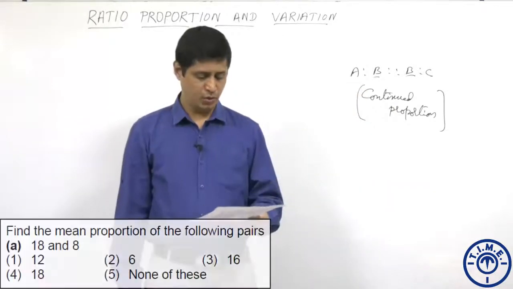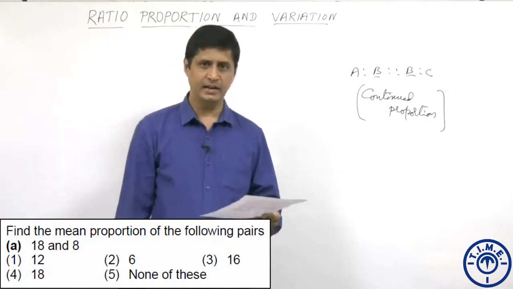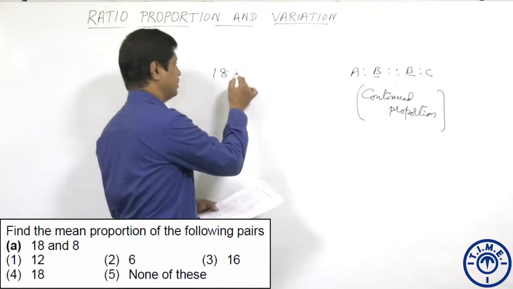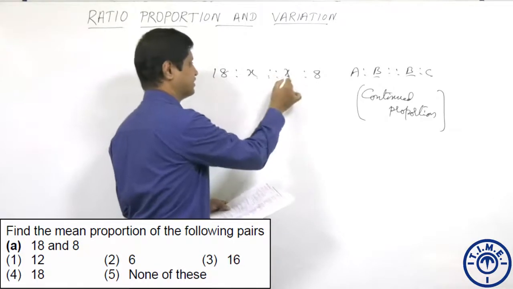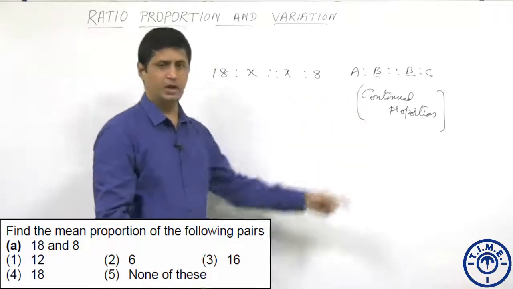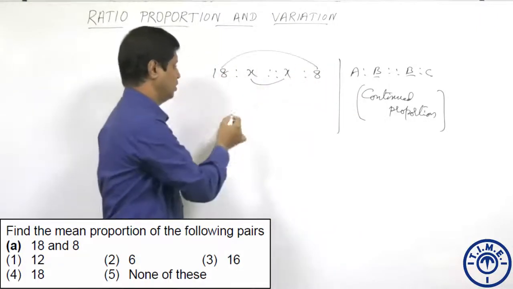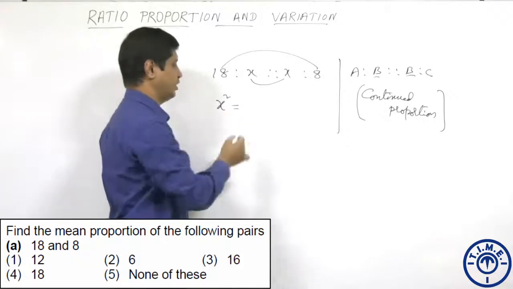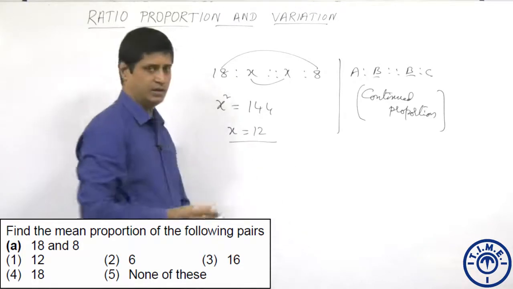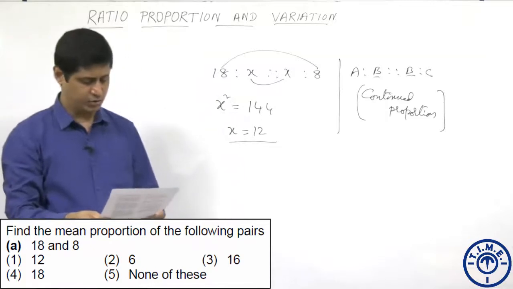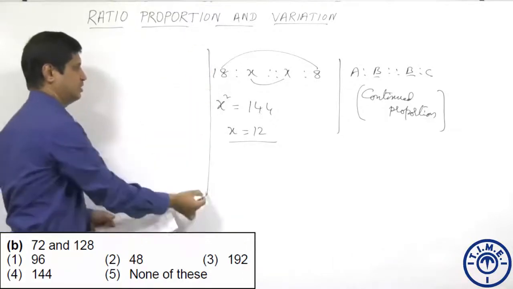Now look at this question. Find the mean proportion of the following pairs. The first one is 18 and 8. Only the extremes are given here, the mean is to be found. Now I am assuming the mean value as x, which is a continued proportion: A is to B as B is to C. Now the product of extremes is equal to the product of means. Now x into x, x square, equals 18 into 8, which is 144. 144 means the value of x is 12. So what is the right choice here? Option 1.